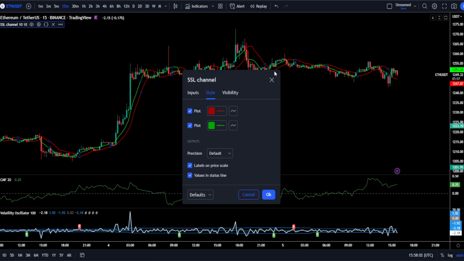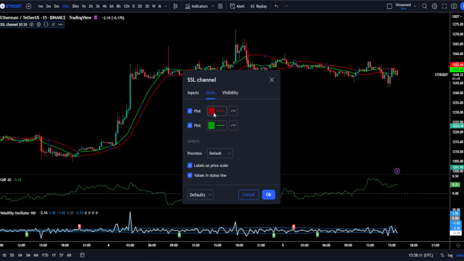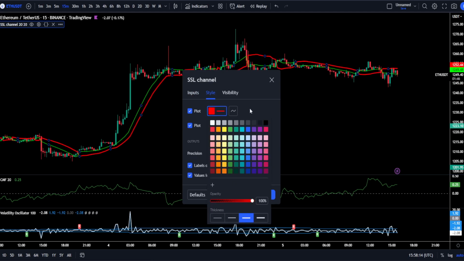Okay, we now need to change some settings on these indicators. So first of all, double click on our SSL channel, and in the inputs tab, we're going to be changing our periods from 10 to 20. In our style section, we're just going to make them a little more visible.